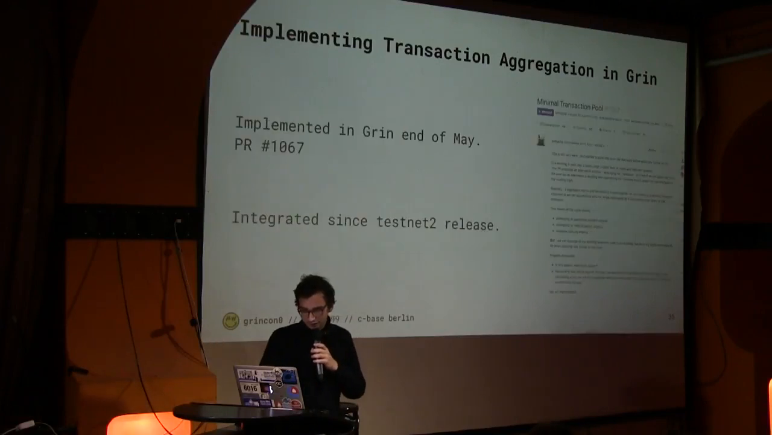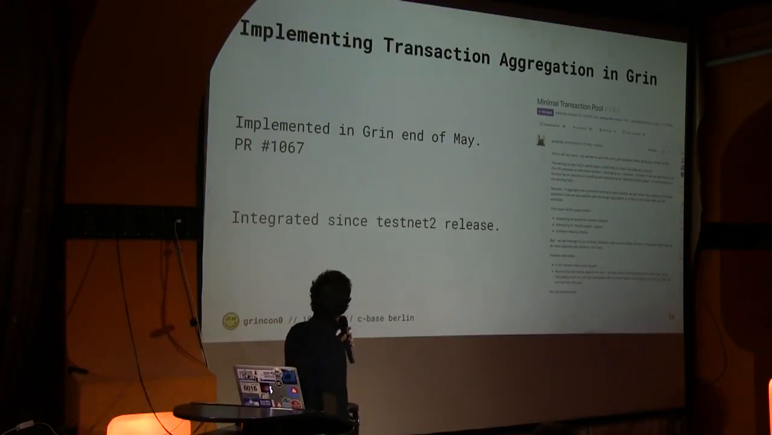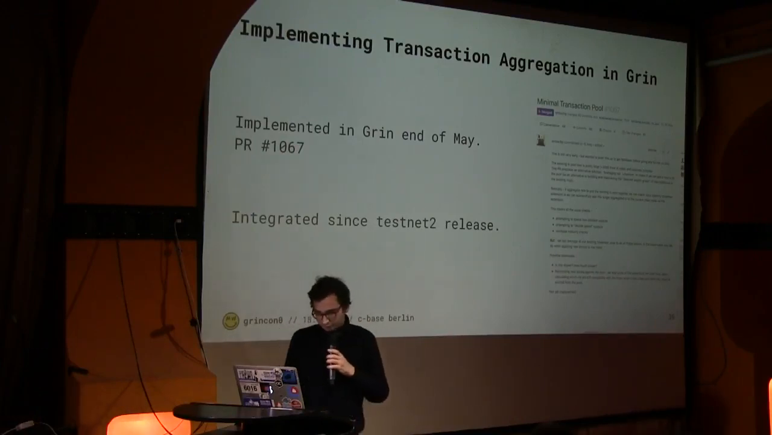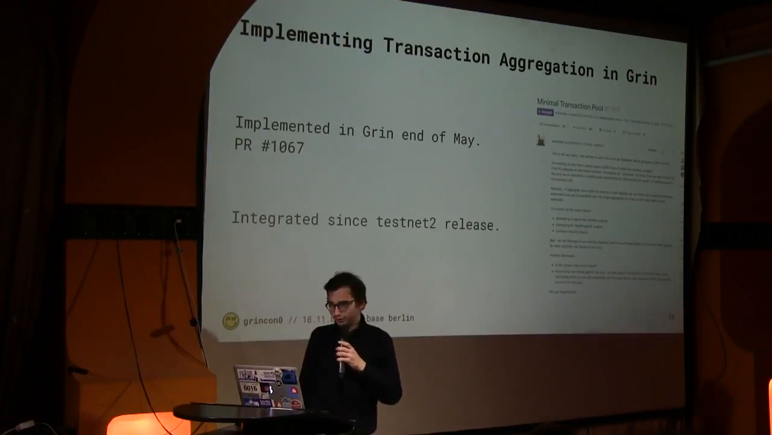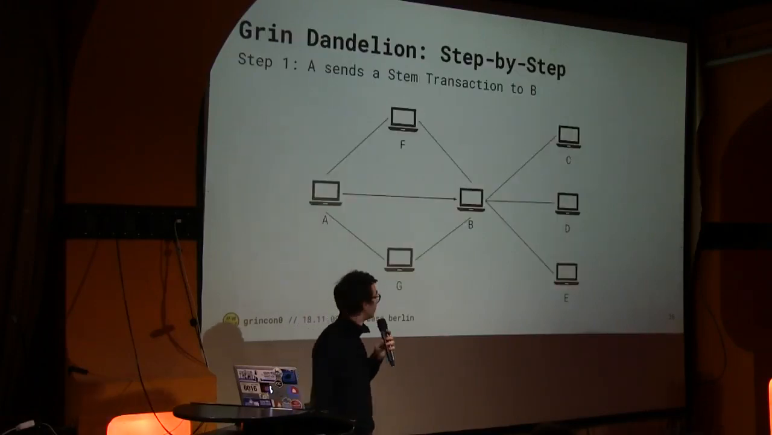And finally, a month later, Nchurch made the full implementation of transaction aggregation in Grin, which is pull request 1067, and it's been there since testnet 2. And so you might be wondering, okay, what is happening with this aggregation? I have no idea. So I'm going to do it step by step, just as before.